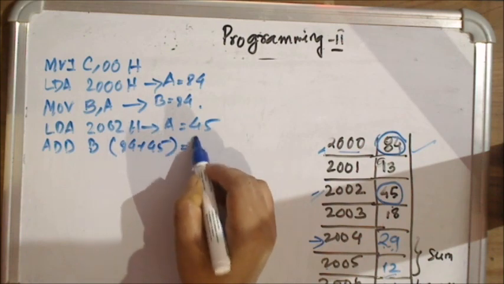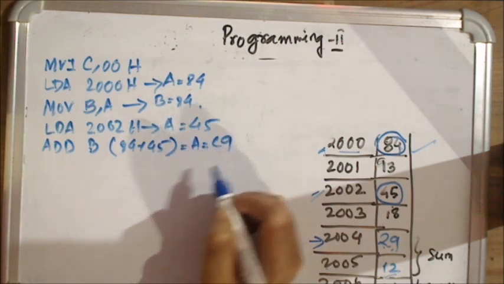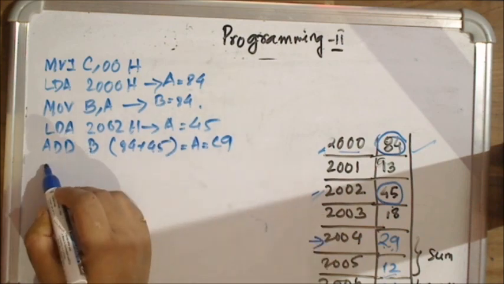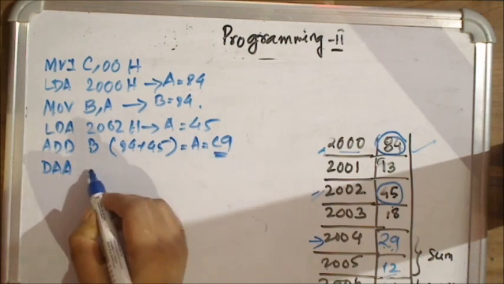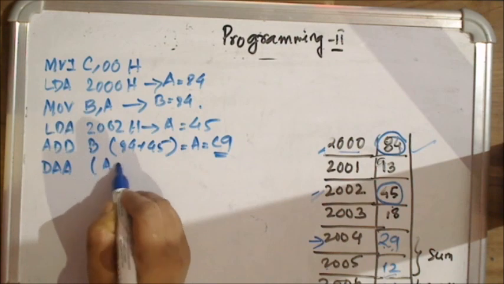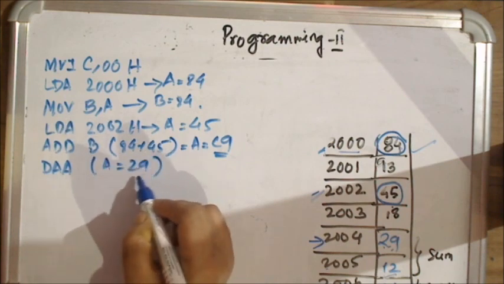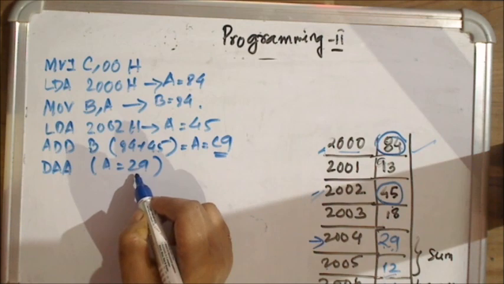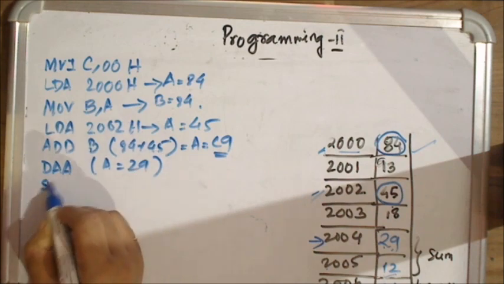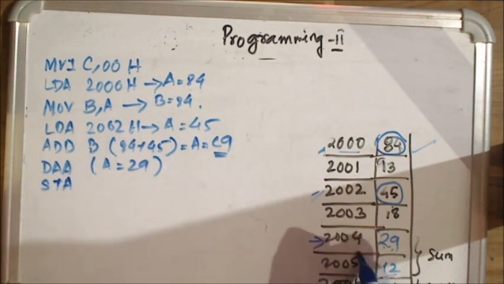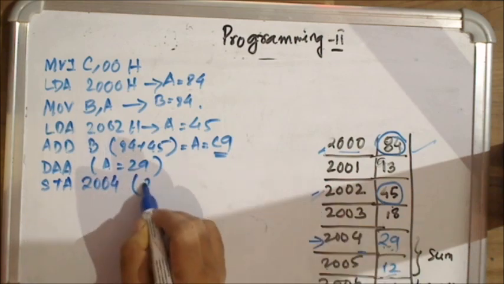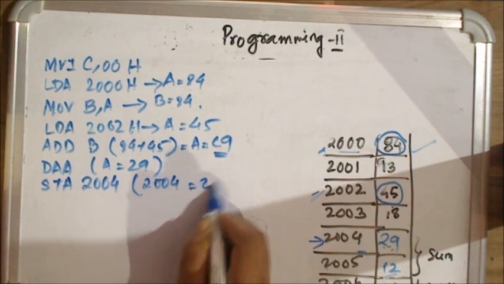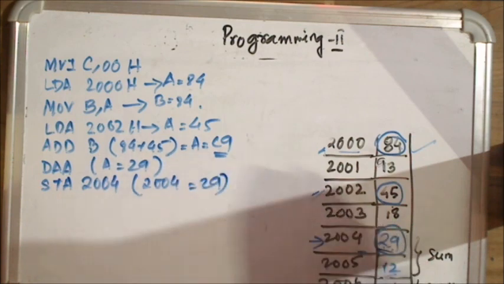What will we get? We will get C9 in A. We have seen this. Now we have to get the decimal form, so we will perform DAA on this number. After DAA, A will be 29, and the 1 carry will go to the higher byte addition. So we will store this number into the lower byte address, that is 2004. So STA 2004. In 2004 we will get 29. Lower byte addition is complete.